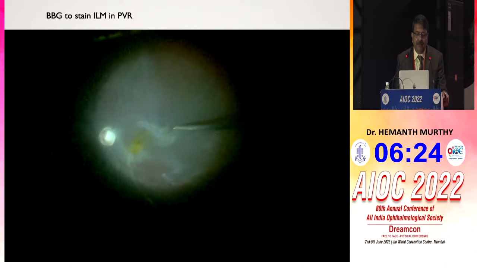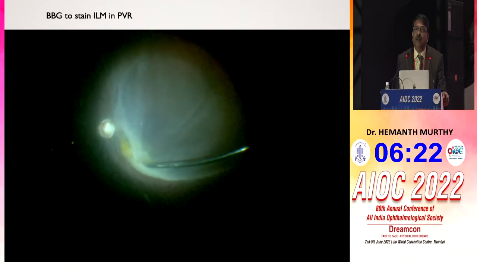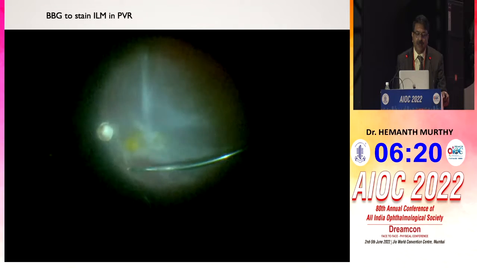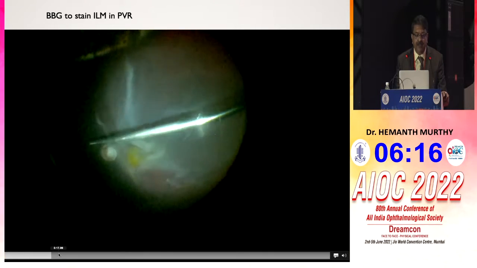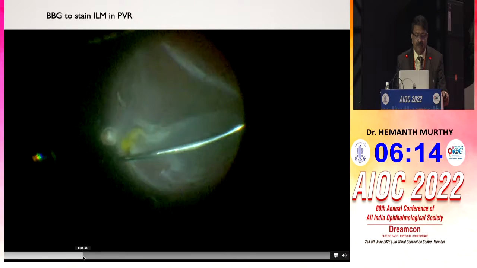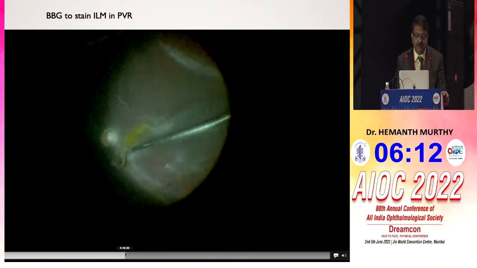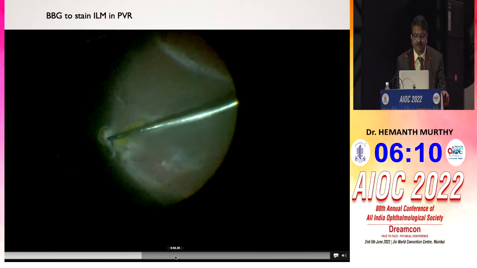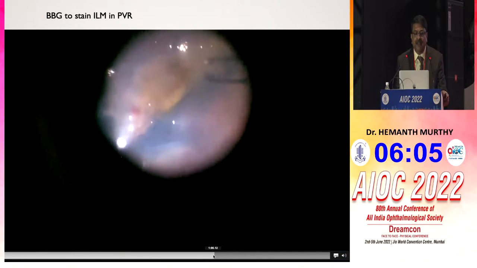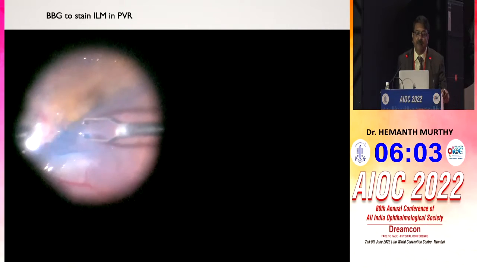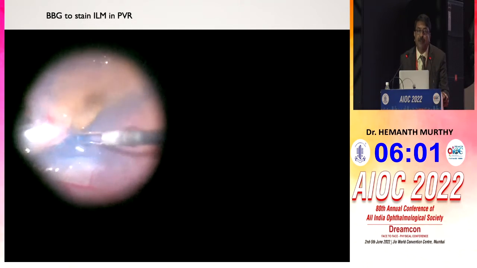Now I think in PVR we all know that we peel the ILM. So after I've removed the membrane, the ERM, then the best way to do it is to put in PFCL, and remove the ILM, because under PFCL it tends to become a lot more stable.